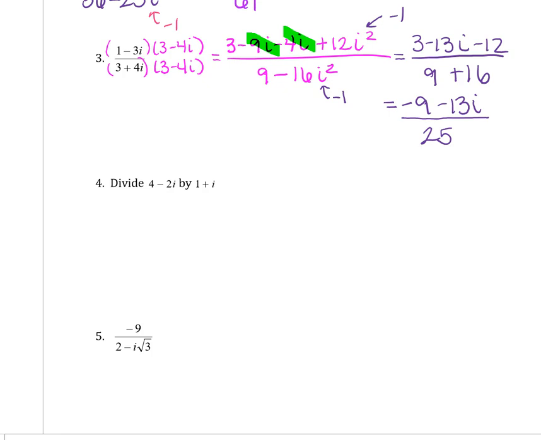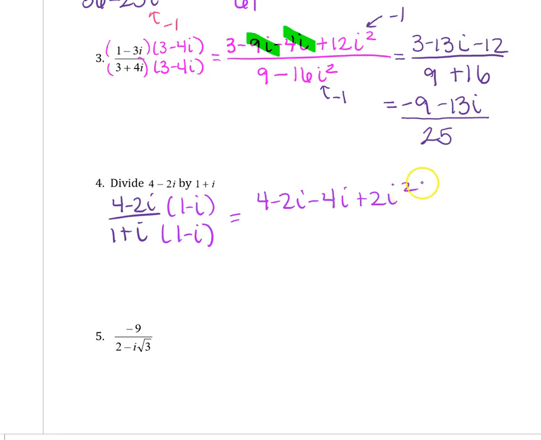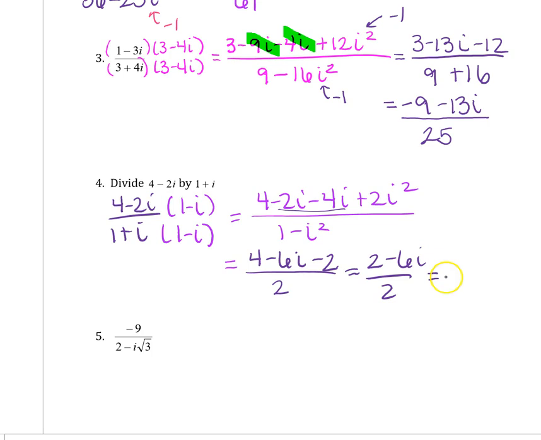Okay, so when I have question 4, I've got 4 minus 2i divided by 1 plus i. So you're going to multiply by the conjugate again. FOIL your numerator. Okay, first and last in my denominator because I'm using the conjugate. So I got, let's see, this is negative 6i, so I have 4 minus 6i minus 2 because i squared is negative 1, all over 1 minus a negative 1 is positive 2. So this yields 2 minus 6i divided by 2, which is then 1 minus 3i. Perfect in a plus bi form.